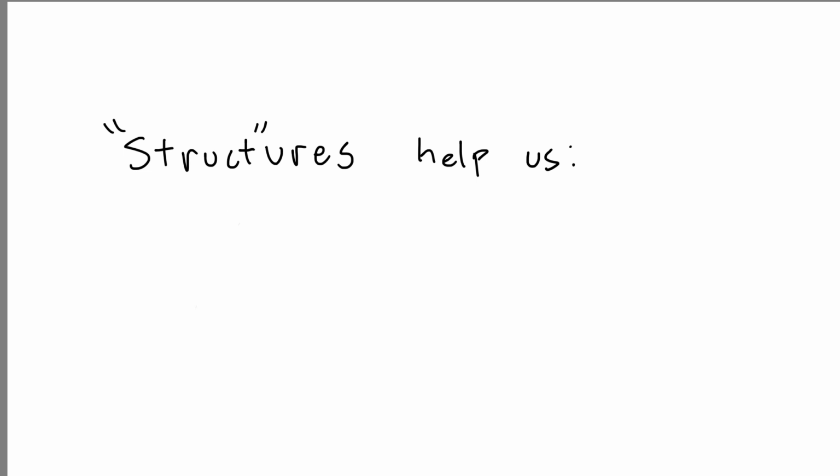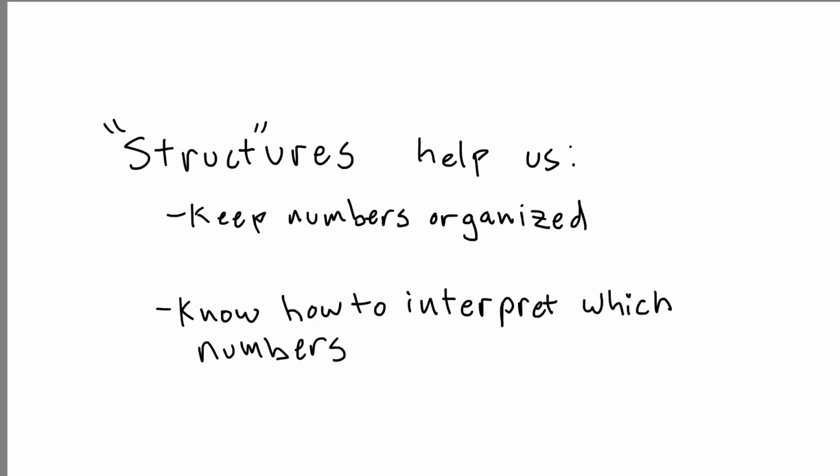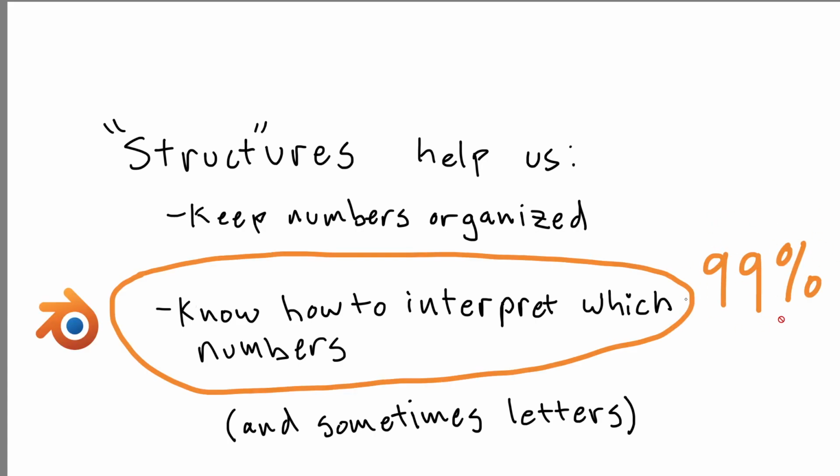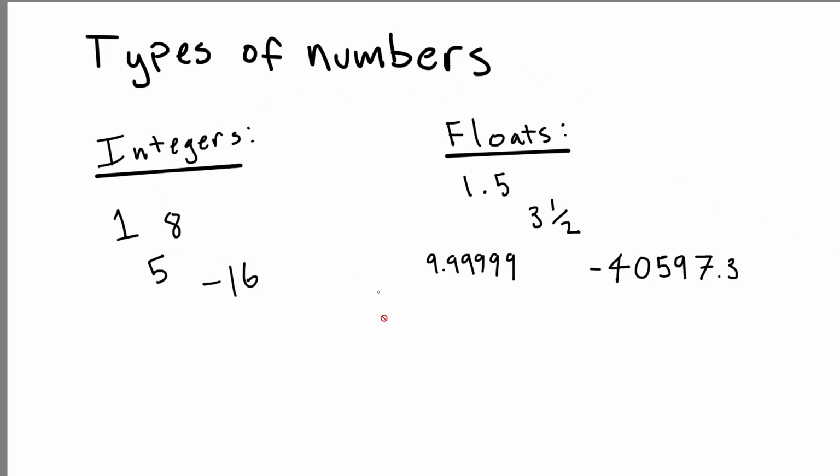So structures help us to keep numbers organized, know how to interpret which numbers, and sometimes letters, but in Blender, 99% of the time we're going to be interpreting numbers. And remember, at the base level, you're just dealing with types of numbers, either integers, which are just whole counting numbers, or floats. And then there's just lots and lots of containers of these, and depending on the labels of the container, Blender knows how to interpret them, and we can kind of dig around and see how everything's structured if we're interested in it.